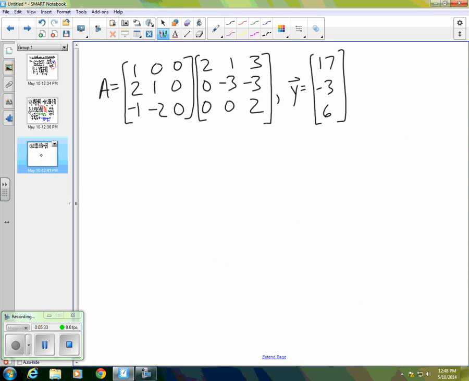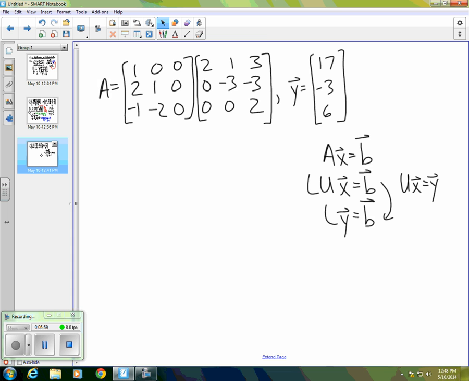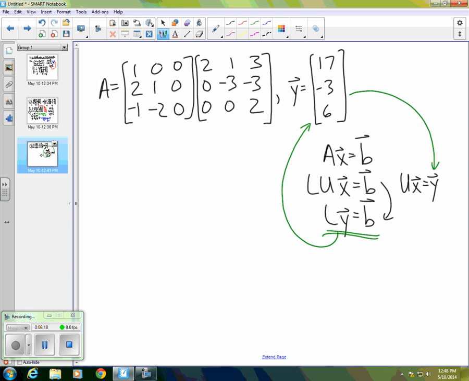Again, let me remind us, the whole idea is we have AX equals B. A becomes L times U, so we have LUX equals B. We make the substitution U times X equals Y, and that gives us that L times Y equals B. This last equation, LY equals B, we solved in the previous slide, and this is the Y that we came up with. Now that we know our Y, we can put it in here and figure out what X is. The equation is UX equals Y.